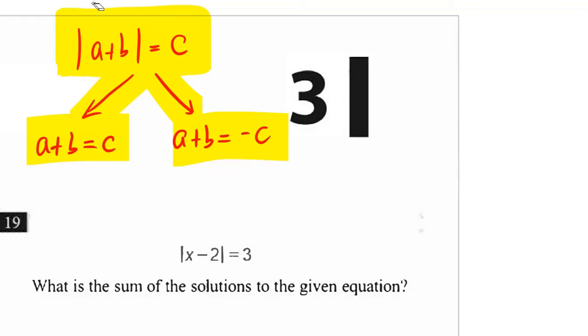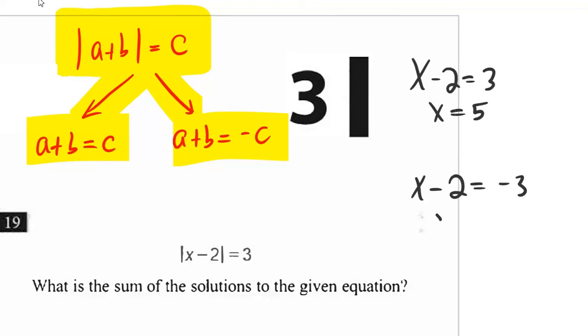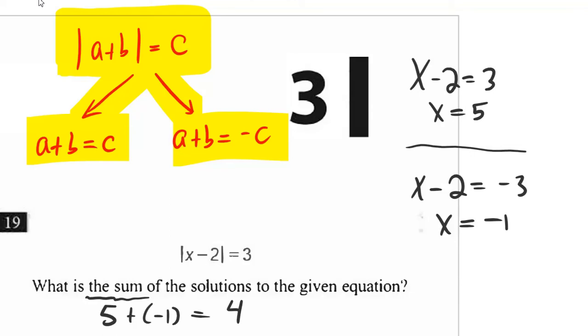So, nice and simple, all we have to do here is just say x minus 2 equals 3, x minus 2 equals -3. Add 2 to both sides on the top one and you'll get 5. Add 2 to both sides on the bottom one, you get -1. So the answers are 5 and -1. What's the sum of those answers? Just add the 5 and the -1 and you'll get 4. And that is our answer for number 19.